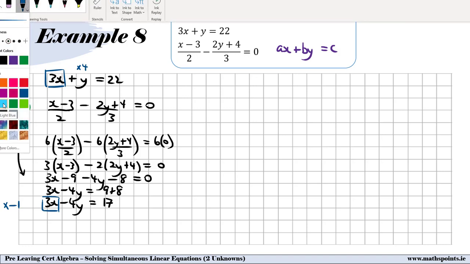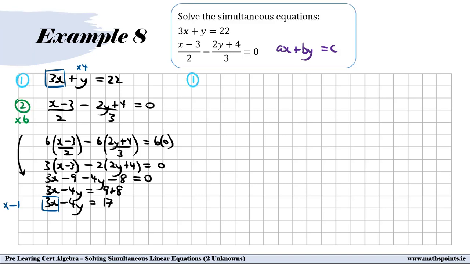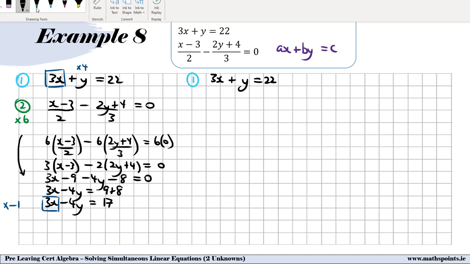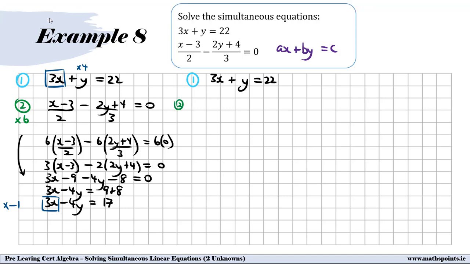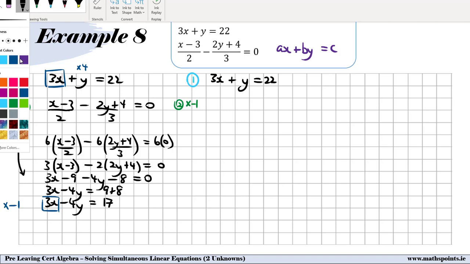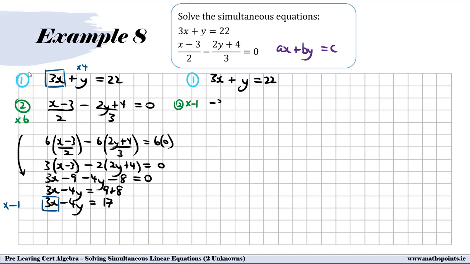So let's write down equation 1 first of all, which hasn't changed since the start of the sum. 3x plus y equals 22. And then we're going to multiply equation 2 by -1. And so it becomes 3x times -1 is -3x. We have -4y times -1, which is +4y. And we have 17 times -1, which is -17.